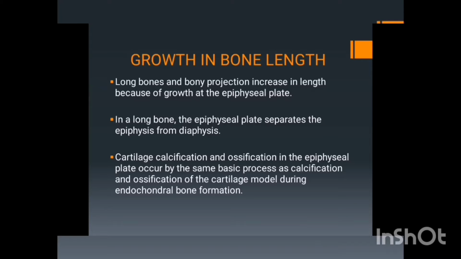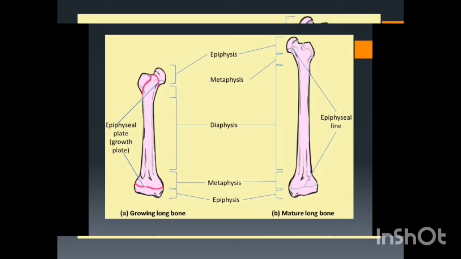Cartilage calcification and ossification in the epiphyseal plate occur by the same basic process as calcification and ossification of the cartilage model during endochondral bone formation. So the epiphyseal plate, as you can see there, the red line, that's where the epiphyseal plate or the growth plate is. So this is where the growth of this bone starts.